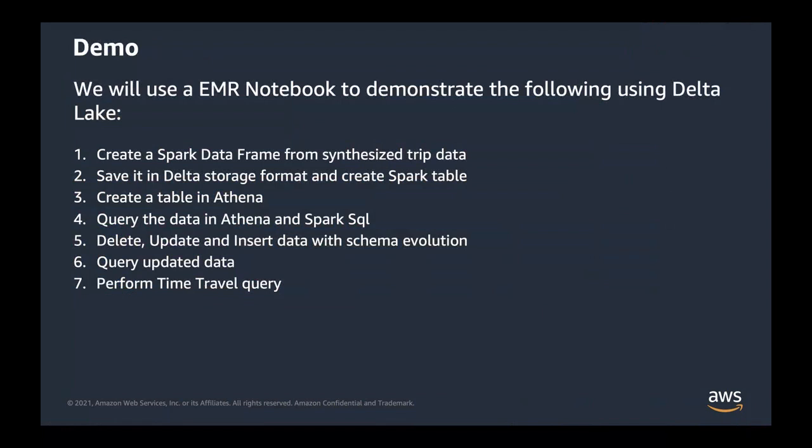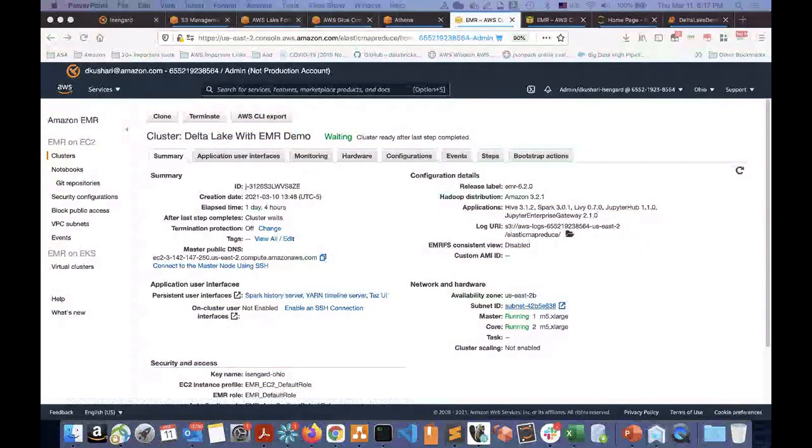We will use an EMR notebook to demonstrate the following using Delta Lake. We will create a Spark data frame from synthesized trip data, save it in Delta storage format and create a Spark table, create a table in Athena, query the data in Athena and Spark SQL, delete, update, and insert data with schema evolution, query updated data, and finally we will perform time travel queries. So without further delay, let's go to the AWS console and show you how this can be done.